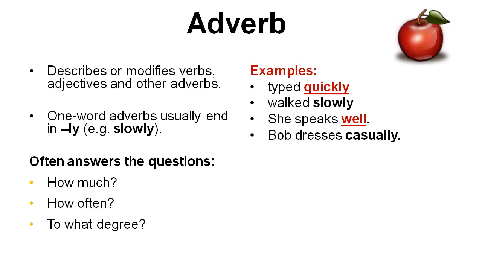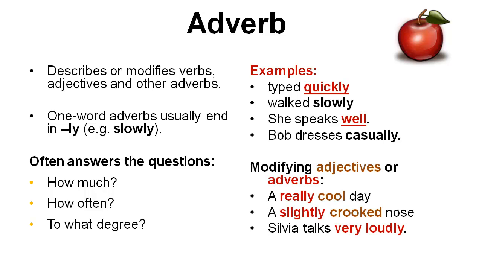Let's look at these examples. Typed quickly. Quickly is the adverb. Walked slowly. She speaks well, right? Well is an adverb here. How does she speak? Well. Bob dresses casually. How does Bob dress? Casually. So you can see how the adverbs answer those questions here.